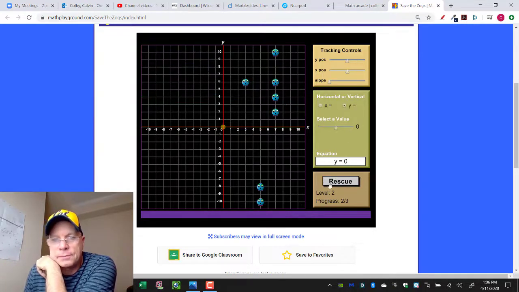Next. Now I have a vertical line. And so this is not y equals, this is x equals. X is constantly 7. X equals 7. I'm going to move that line to help you see that. X equals 7.